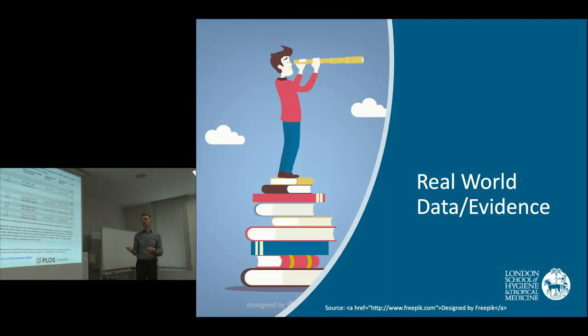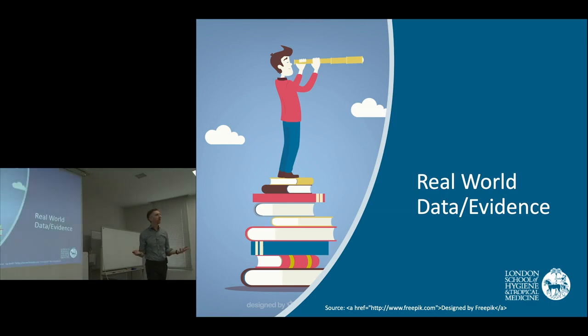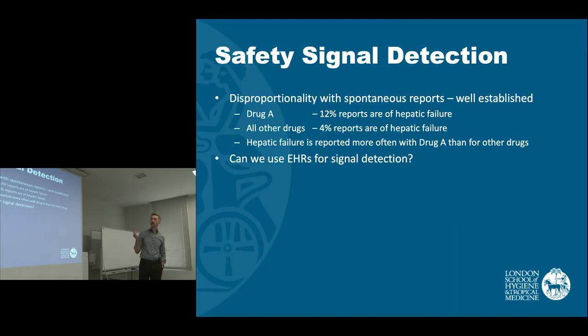Okay, so that was an example of electronic health records being very useful to investigate a safety signal. Now, investigating safety signals and drug utilisation are things that we've been using these data for years. So I want to then move on to what I see as the future in using real-world data and evidence for pharmacoepi research. So starting with safety signal detection.